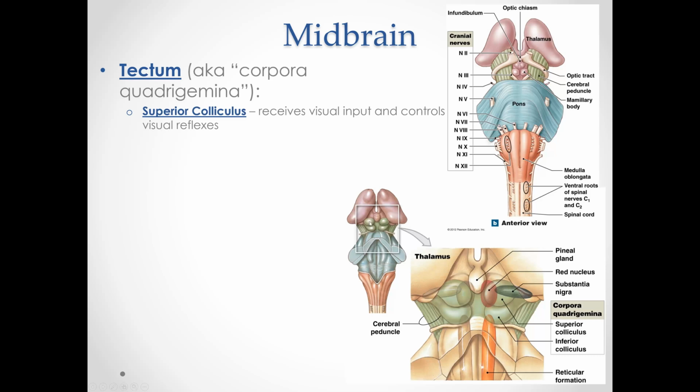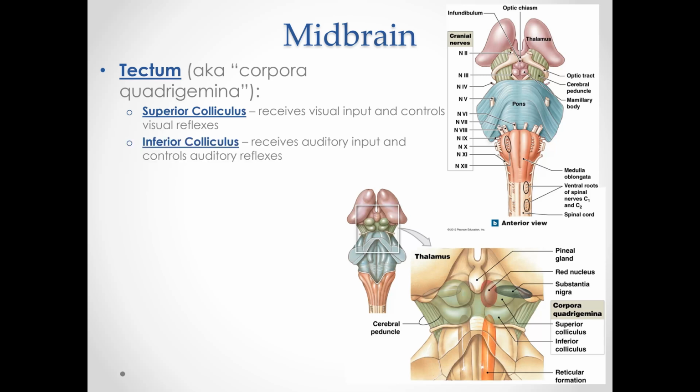So the little balls on the top on both sides are called the superior colliculi, and again, if you just talk about one, it would be a superior colliculus. These are going to receive visual input and control your visual reflexes. So for example, your response to bright light, also your response to something flying past your field of vision, your eyes track it automatically, that's your superior colliculus.